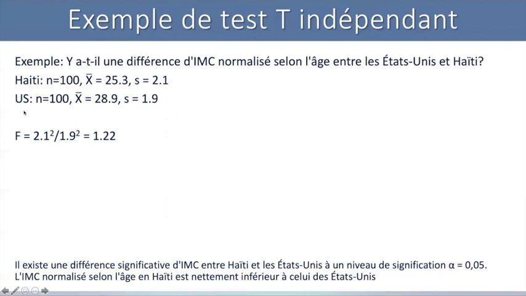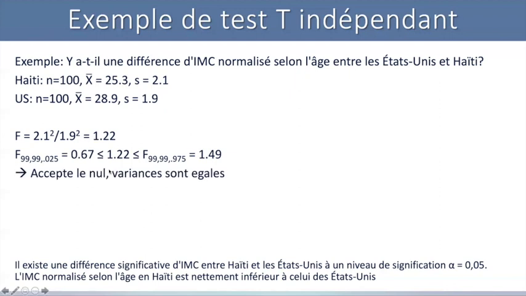I'm doing the F test here. 2.1 squared divided by 1.9 squared equals 1.22. I compare this to the critical values for F, when each group has 100 participants, and for an alpha of 0.05. 1.22 is between the critical values, so I accept the null and can proceed using the equation for equal variances. Note, if you use a computer program, you do not have to do this.